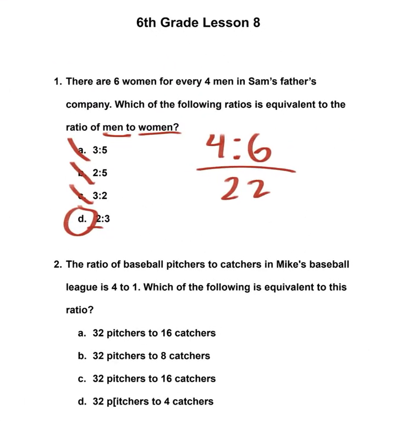Number 2. The ratio of basketball pitchers to catchers in Mike's baseball league is 4 to 1. Which of the following is equivalent to this ratio? So 4 to 1. 32 to 16 is wrong because it can't really go into 4 to 1. 32 to 8: both sides are just multiplied by 8. 4 times 8 is 32, and 8 times 1 is 8.